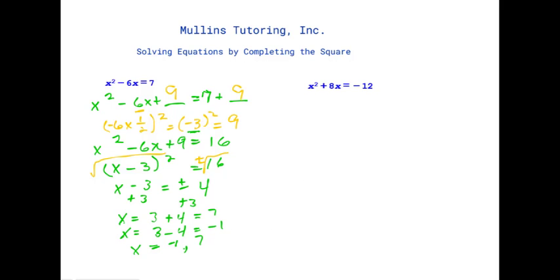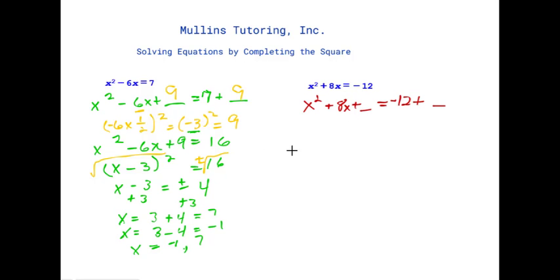Okay, let's look at this next problem. We're going to go through the same steps. So first thing I'm going to do is rewrite that x squared plus 8x plus, leave a space, is equal to -12 plus a number. So the number that we're going to find.